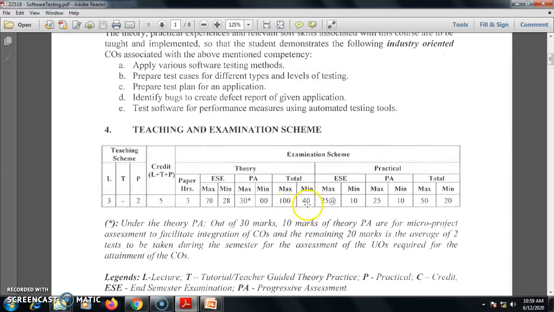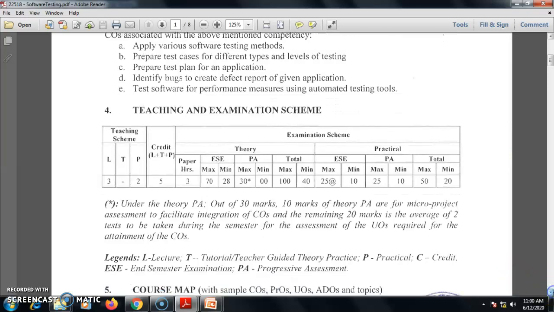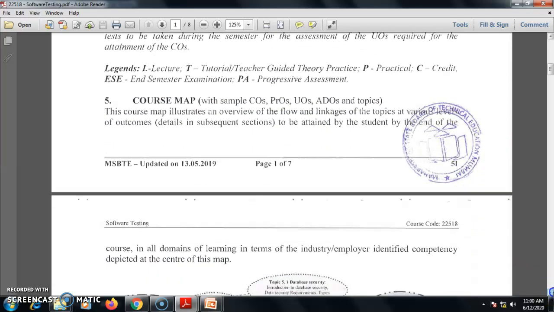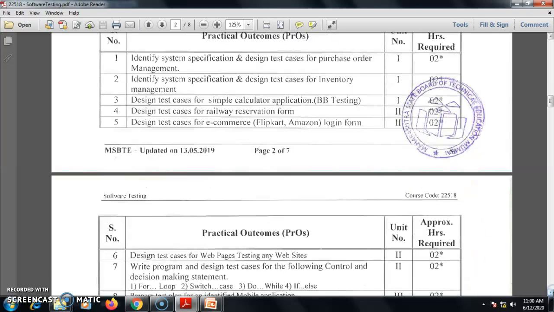Here is given. Practical ESE is of 25 marks. Minimum is 10. ESE means practical ESE, not theory. And practical PA, progressive assessment, is of 25 marks. Minimum should be 10. Total practical marks are 50, minimum 20. You can look at this by downloading syllabus from MSBTE. Course map is given. Practicals are given.